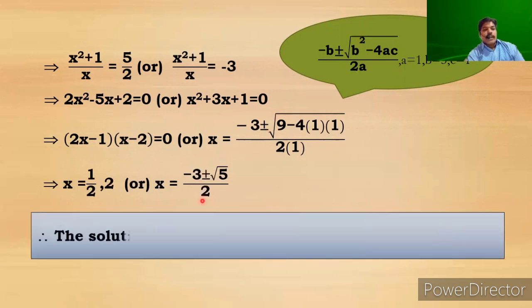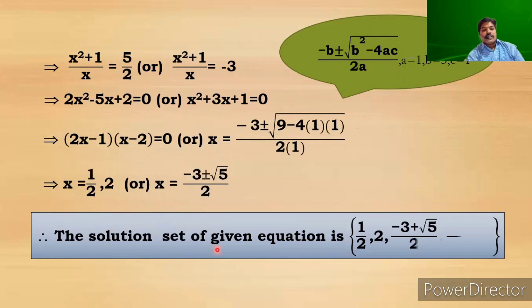So therefore we can declare that the solution set of the given equation is 1 by 2 comma 2, or minus 3 plus root 5 by 2 comma minus 3 minus root 5 by 2.